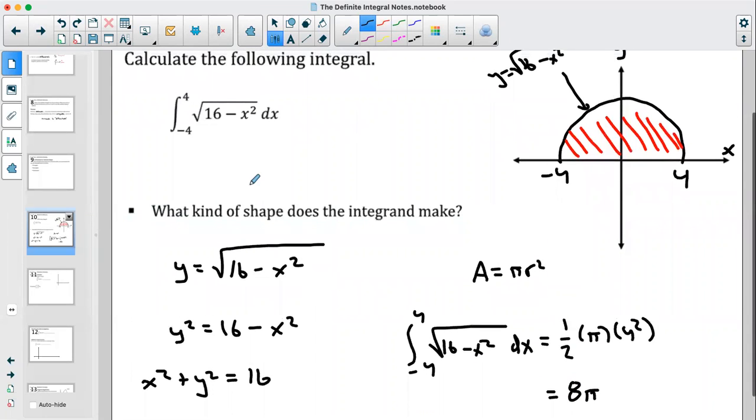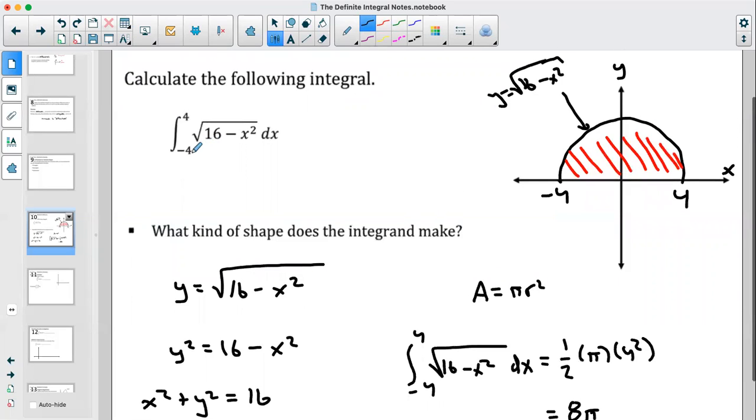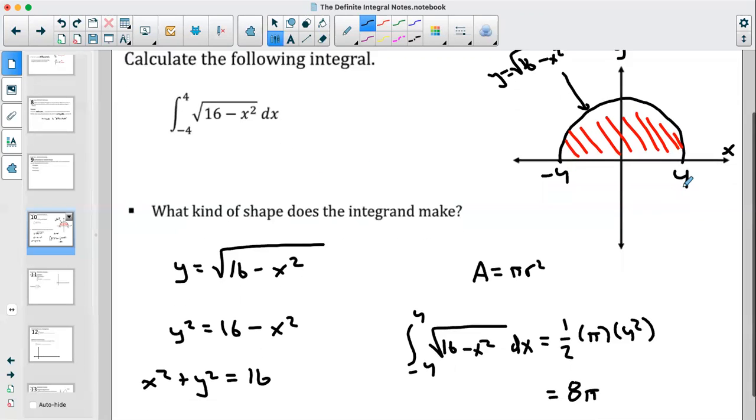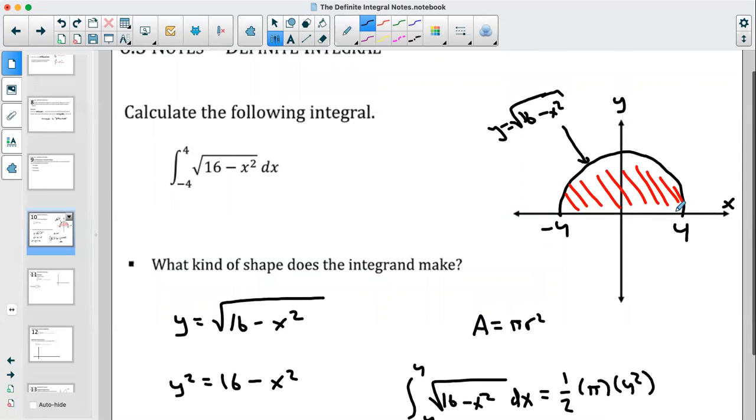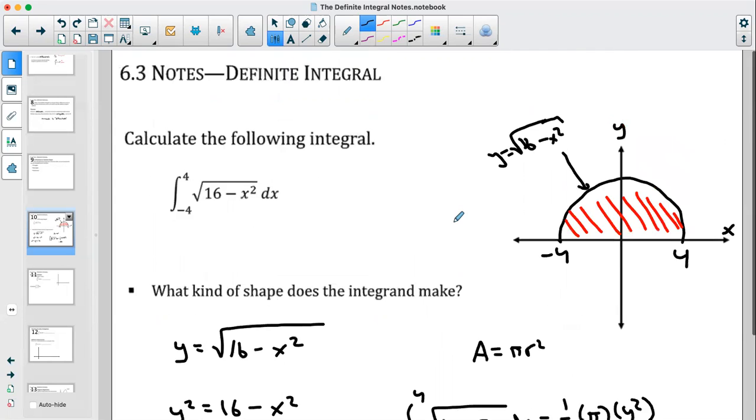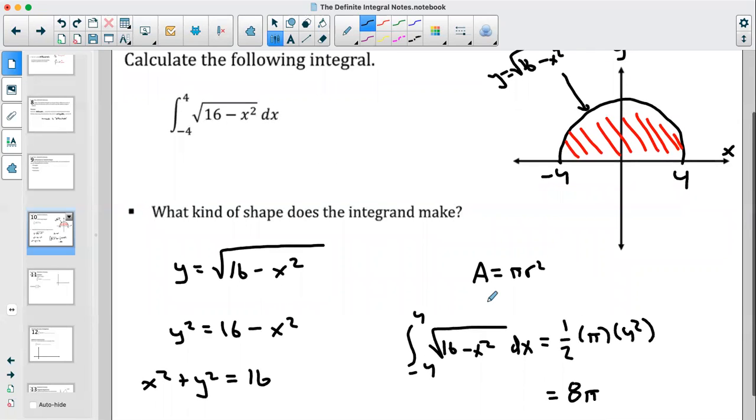If this integral had said from 0 to 4, I would have just wanted this quarter of a circle here, and I would have done 1/4. Maybe if it said from -4 to 0, that would have been from here to here. These limits tell you which x to start at and which x to end at. This one said -4 to 4, so it's the entire half circle. So there, I used geometry to find an integral. I got the answer, it's 8 pi. That's exactly the area underneath this curve.